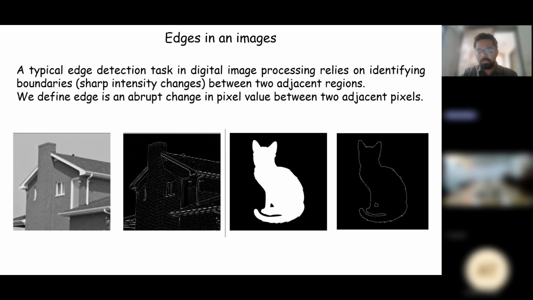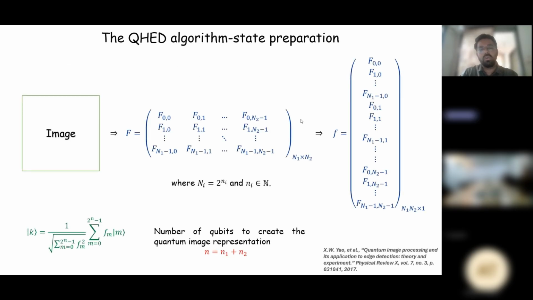This particular definition of separation in pixel intensities is what inspired the development of the Quantum Hadamard Edge Detection algorithm. The Quantum Hadamard Edge Detection algorithm is a very efficient algorithm for detecting edges in an image. This is the work on which we built our own work, so I'll give a brief, very quick review of this algorithm.